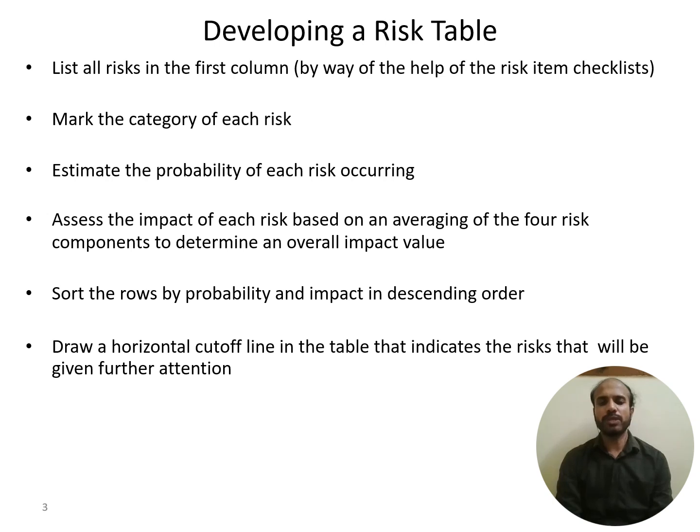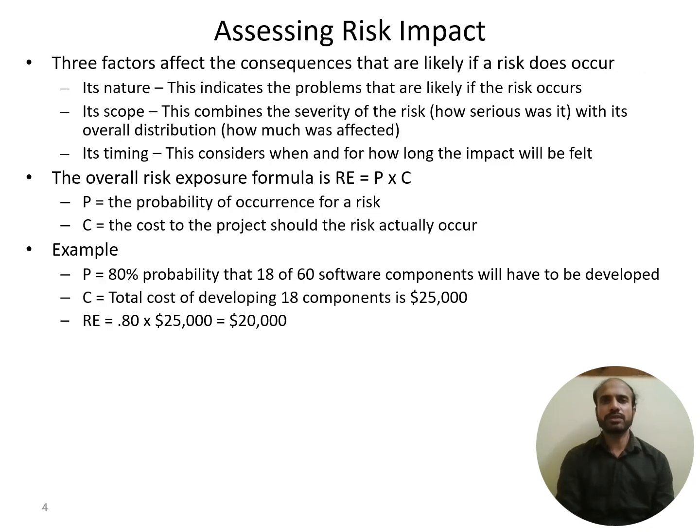Sort the rows by probability and impact in descending order. That is, to what extent the particular risk needs to be attended to and prioritized. Then finally, you draw a horizontal cutoff line on the table that indicates the risks that will be given further attention. So with the risk table created, you try to understand assessing the risk impact.